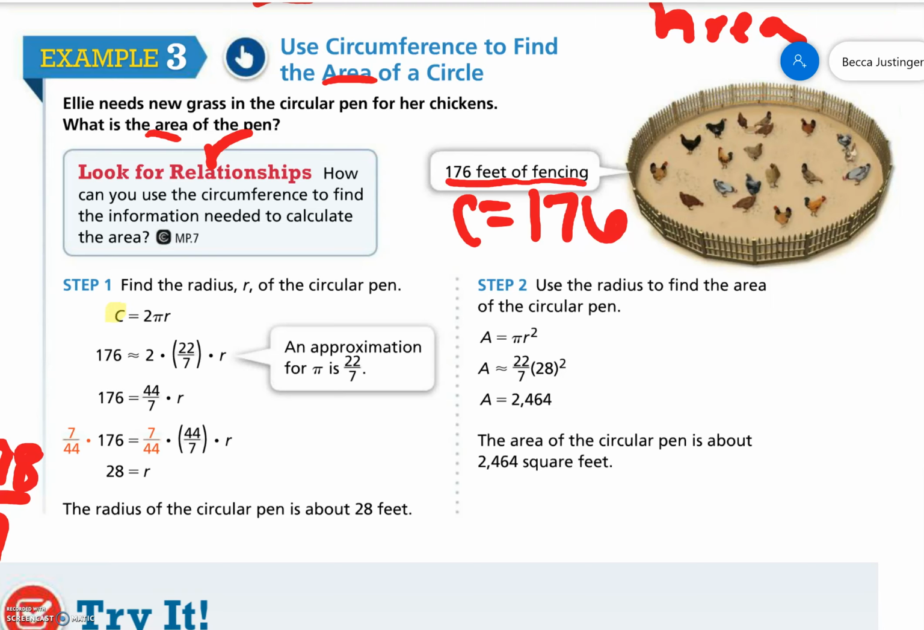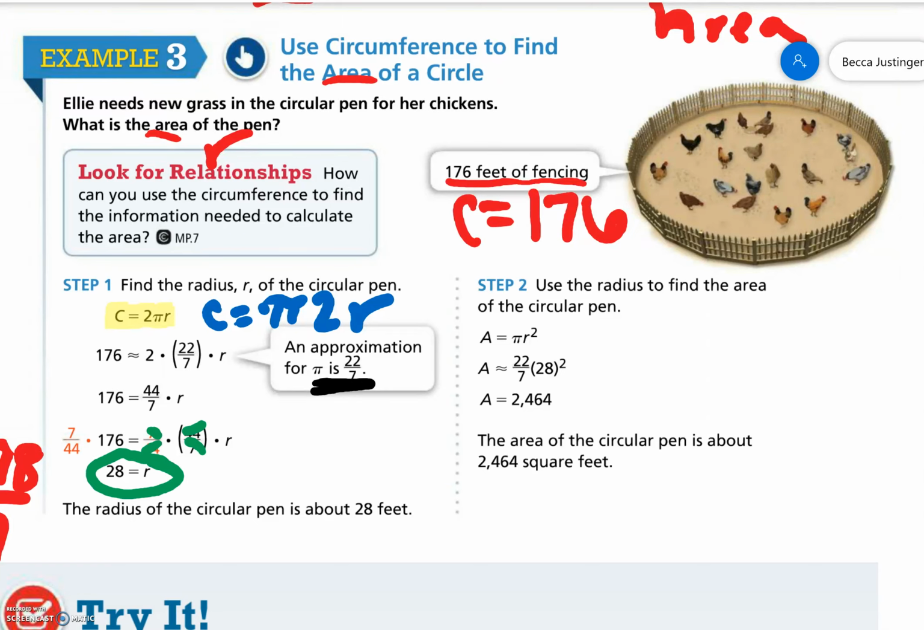So we have to work backwards, remembering our circumference is 2 pi r, or we like to use circumference equals pi 2r, which means the same thing. Plug in what you know. 176 is the circumference. 2, then we use 22 over 7 for pi. Multiply those together, we get 44 over 7. Then we need to multiply by the reciprocal, because these will cross cancel. So then r equals 28.